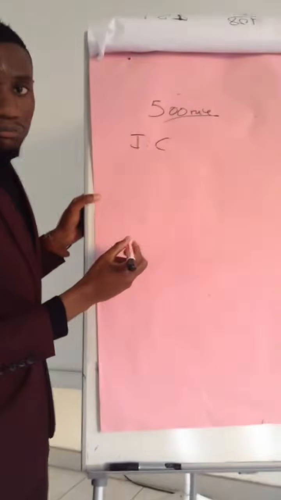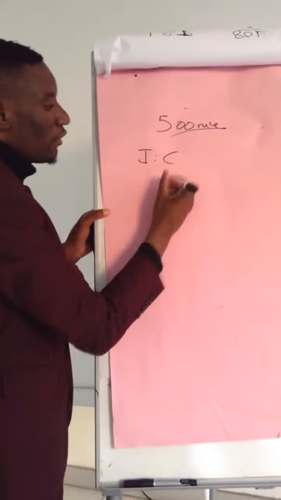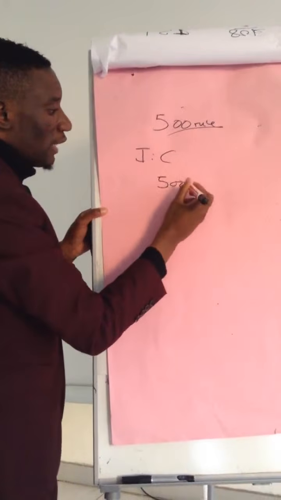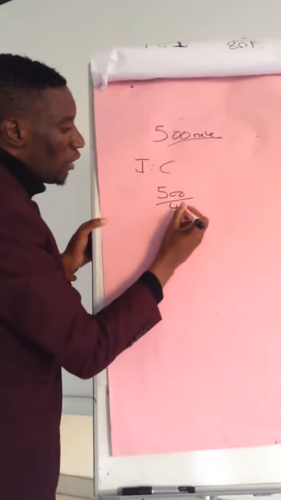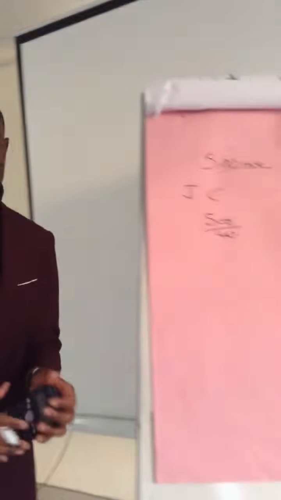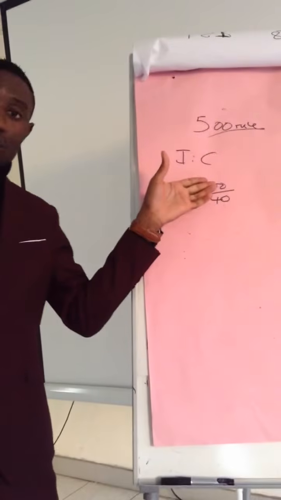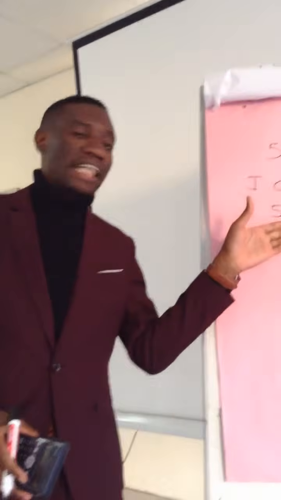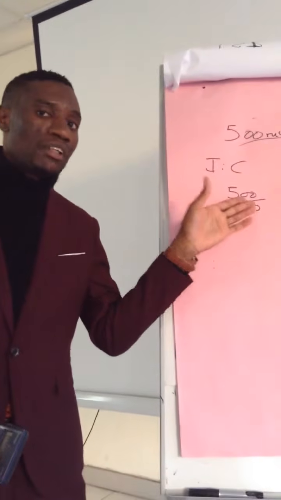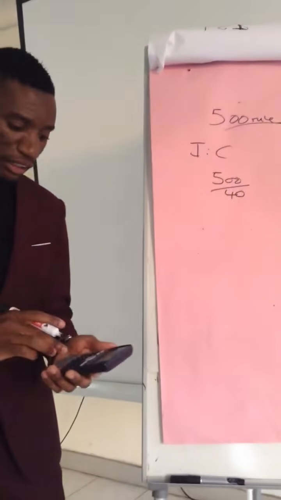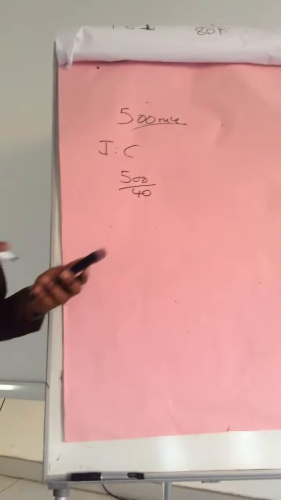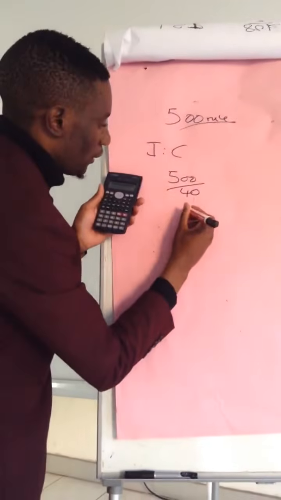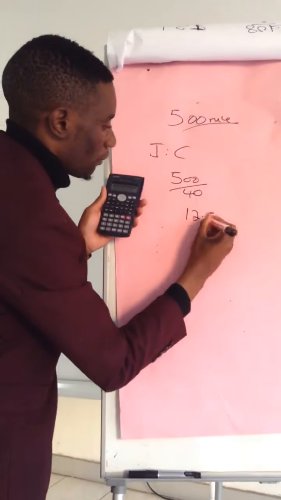Okay, so you simply divide the 500 grams by the patient's daily dose. Let's say we assume this patient requires 40 units in 24 hours. So you divide the 500 by the total daily insulin that the patient requires in 24 hours. When I divide 500 by the 40 here, what I'm getting is 12.5, which is simply 13. So I'll write here 12.5.